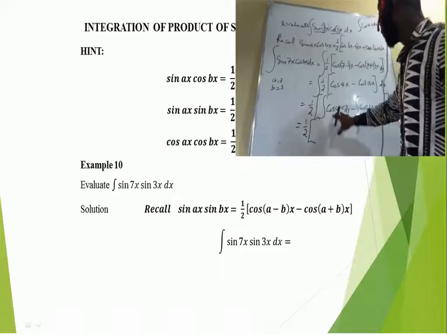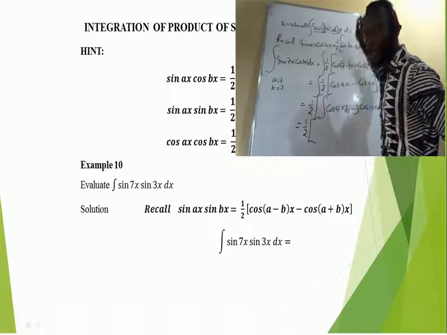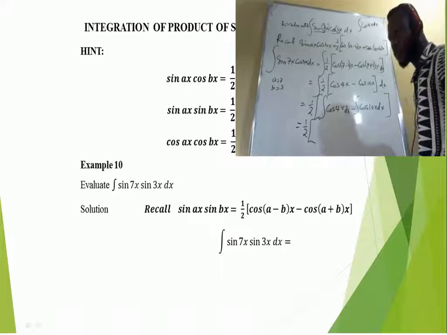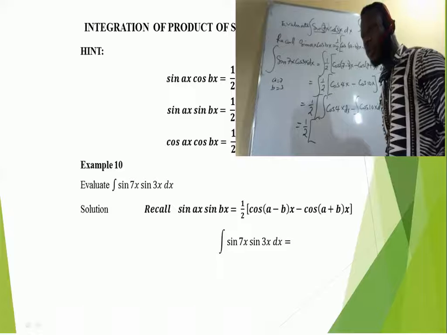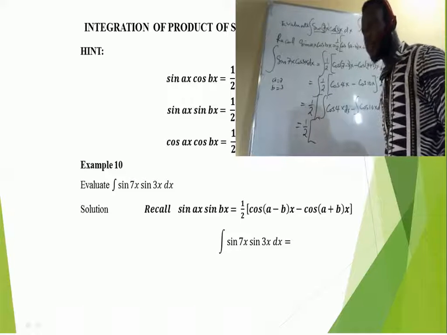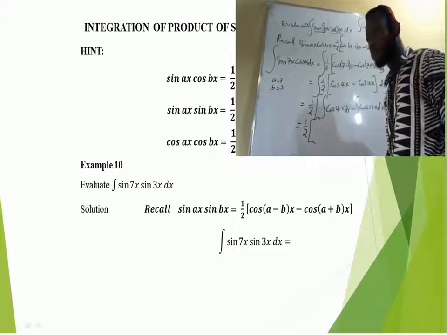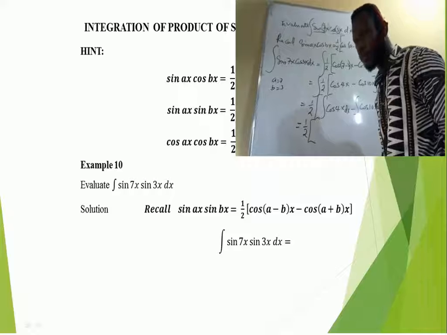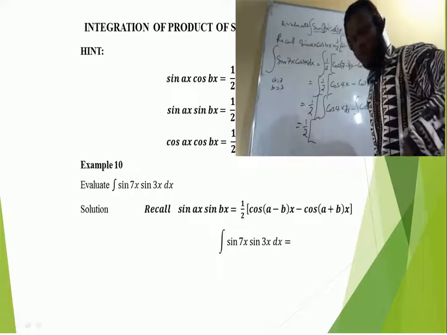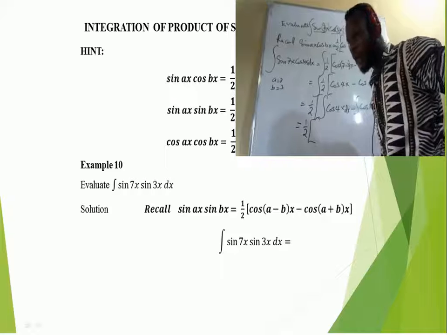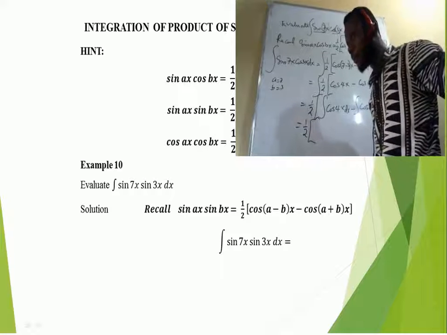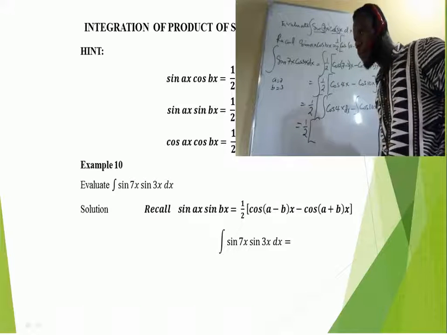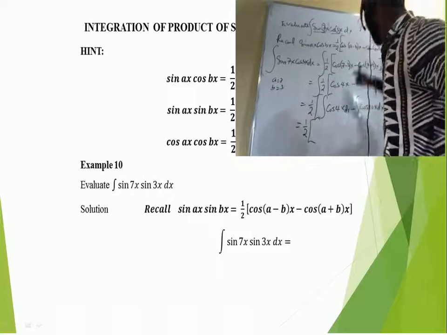What method, which type of integration are we going to use here to integrate this cos 4x? Who can tell us? Which type of integration are we going to use? Which method? If you know, raise up your hands. How do we integrate cos 4x?